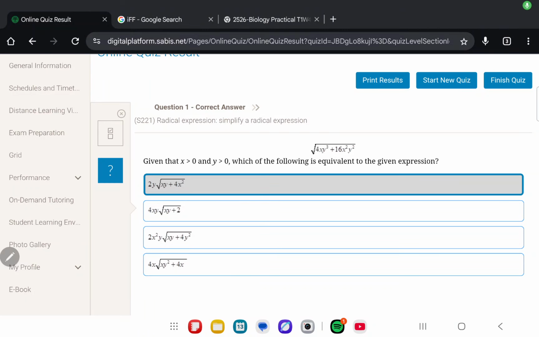Hey everyone, today I'll be doing the term 1 week 4 math quiz. So I'll start with question 1, which is very easy. It's just simplifying radical expressions. So we have this to simplify.